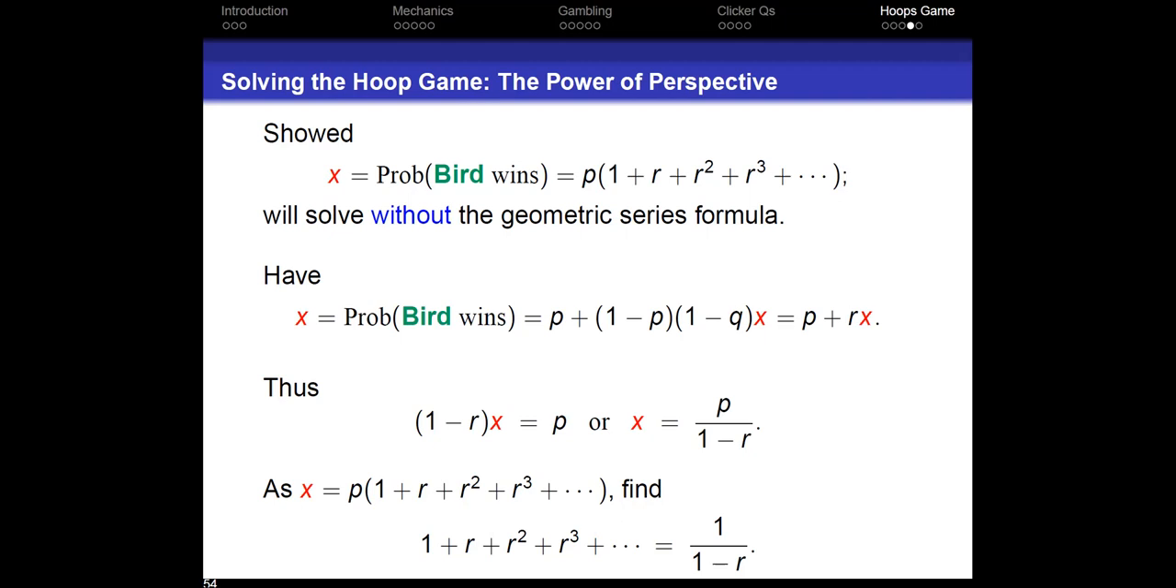So we can actually modify if we know this for positive R and get it for negative R.